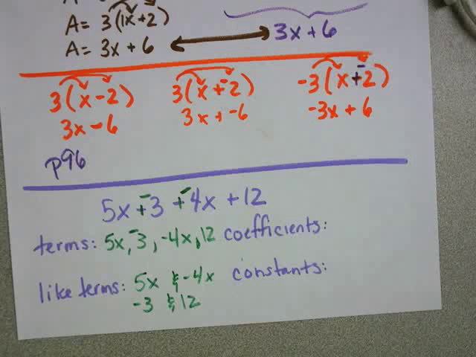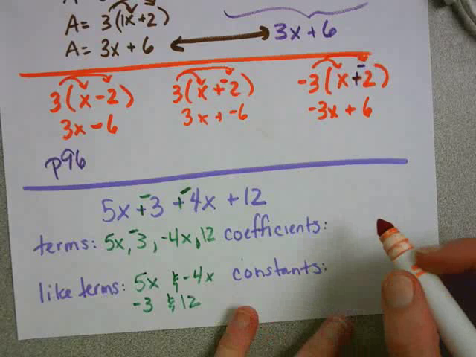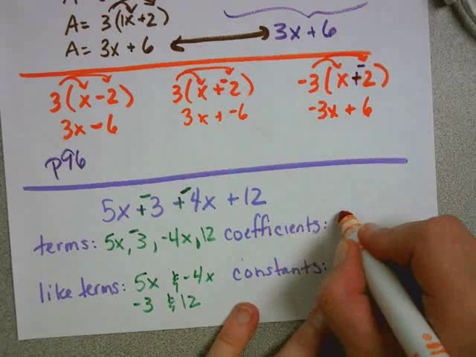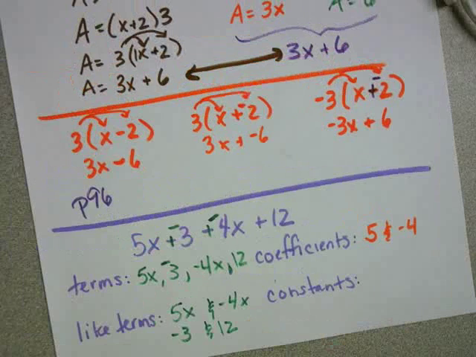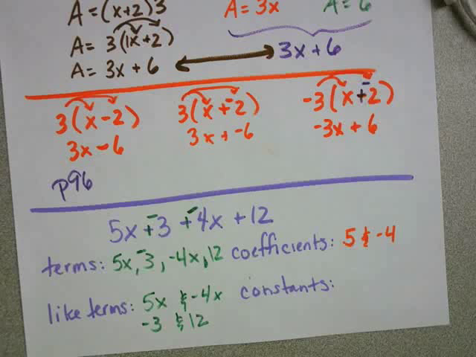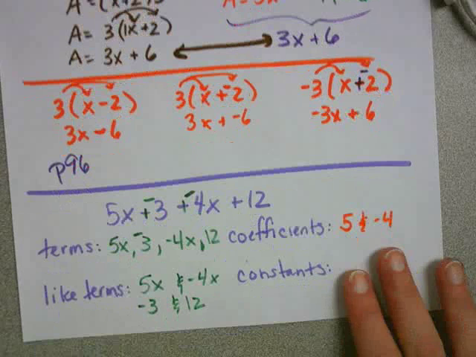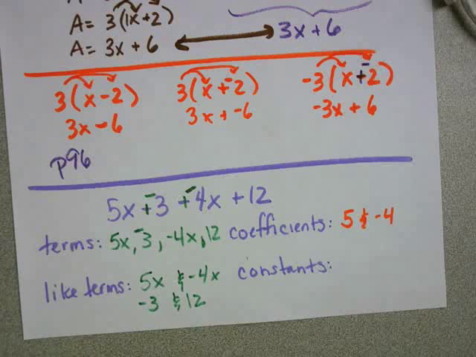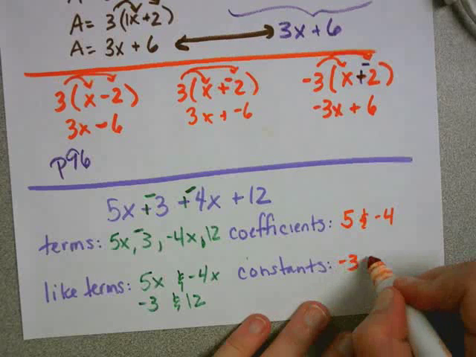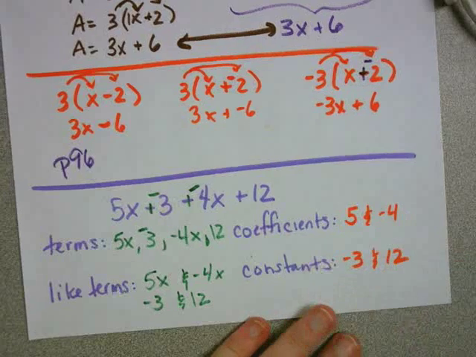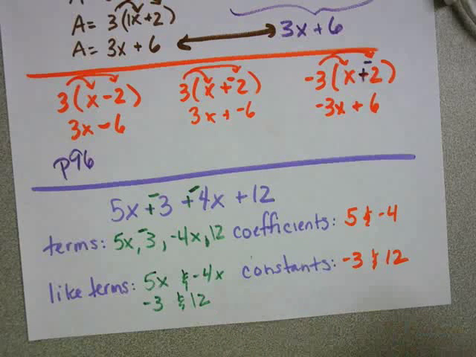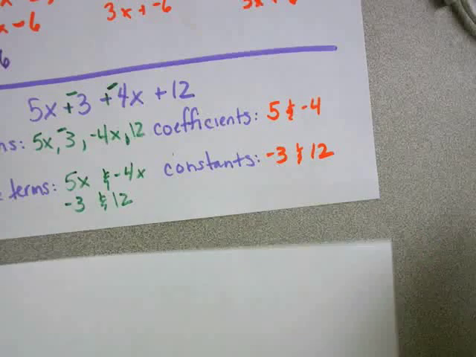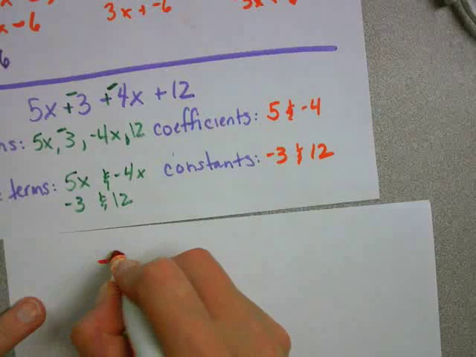A coefficient is the number in front of a variable. So there are 2 coefficients in this example. It's 5 and negative 4. Those are the numbers in front of the variable. And then lastly, a constant is a number that cannot change, so it doesn't have a variable. There are 2 constants in this as well. It's negative 3 and 12. Those are the constants. Okay, so I'm going to give you an example. We're going to write down this expression.